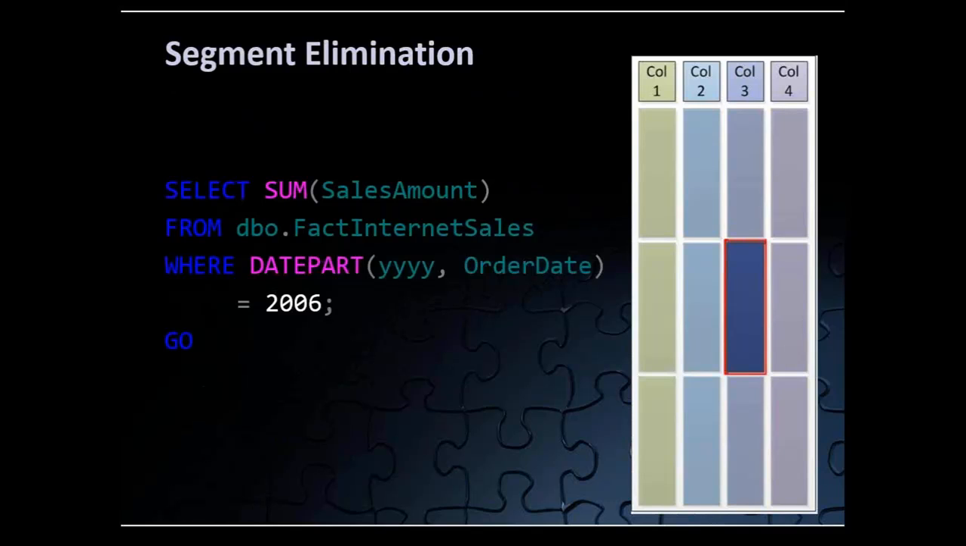Segment elimination can be used as well. So in this case, we have the same query as the previous slide, but now filtering by year. So in this case, assuming that all the 2006 data is stored in one segment, the other segments can be eliminated too. So we're only actually reading the segment which contains the data we're after.